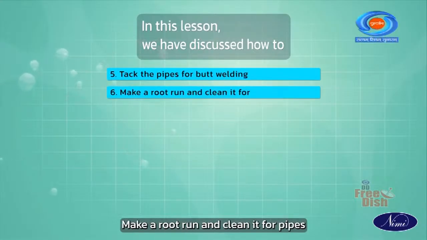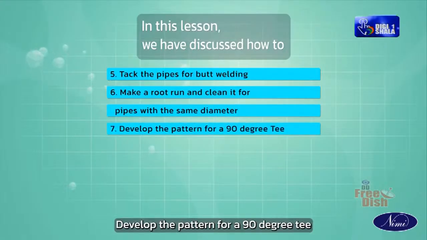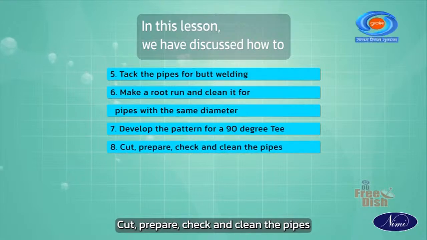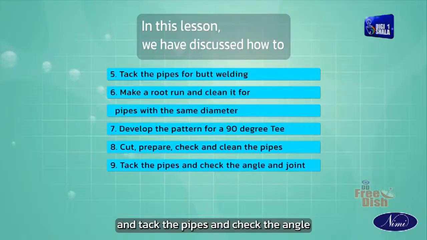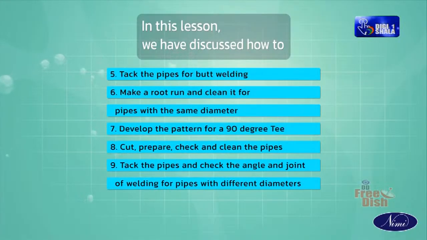Make a root run and clean it for pipes with the same diameter. Develop the pattern for a 90-degree T. Cut, prepare, check and clean the pipes. And tack the pipes and check the angle and joint of welding for pipes with different diameters.